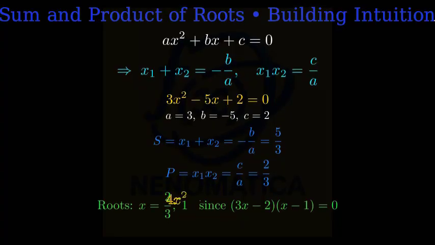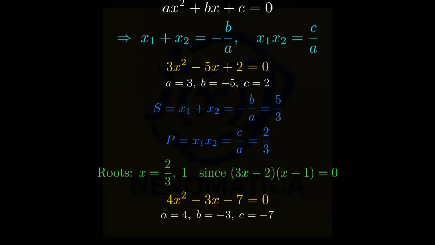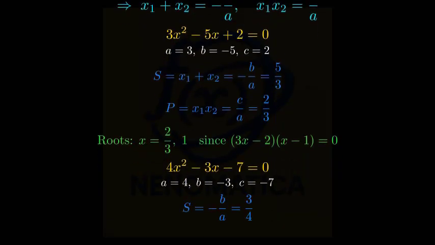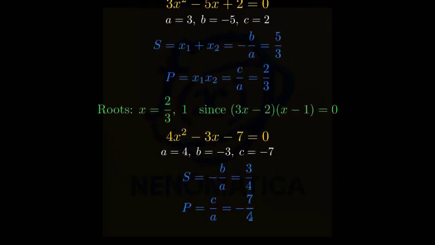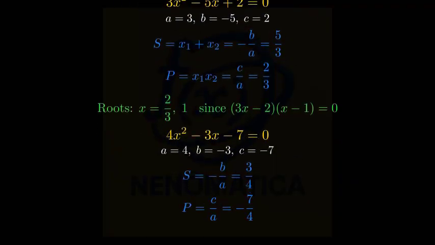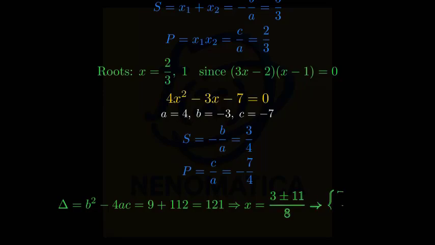Example 2. 4x squared minus 3x minus 7 equals 0. The sum of the roots is 3 over 4. The product of the roots is negative 7 over 4. The discriminant is 121, so the roots are 7/4 and negative 1.